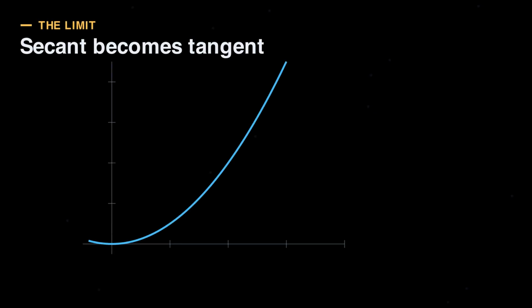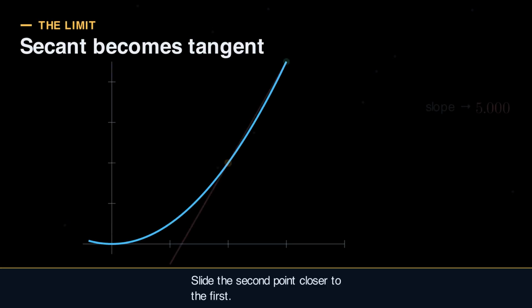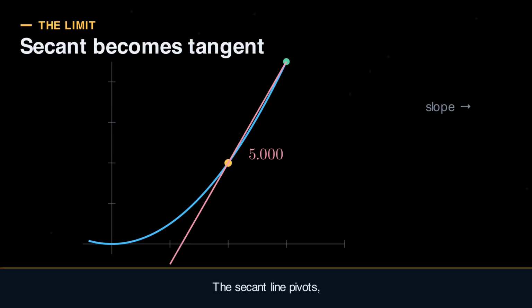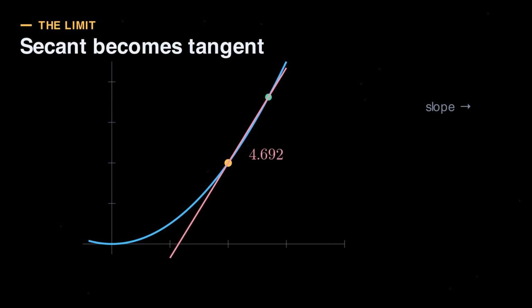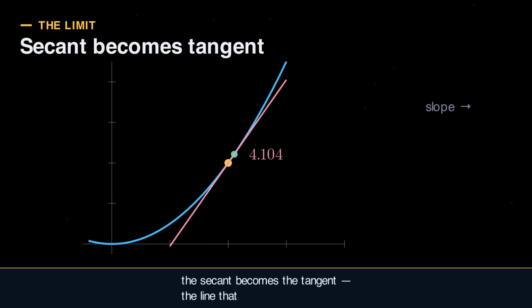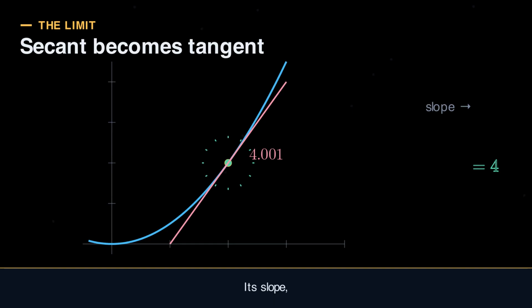Now the magic. Slide the second point closer to the first. Closer. The secant line pivots and its slope settles down, 4.2, 4.01. As the gap shrinks to nothing, the secant becomes the tangent, the line that just kisses the curve. Its slope here is exactly 4.